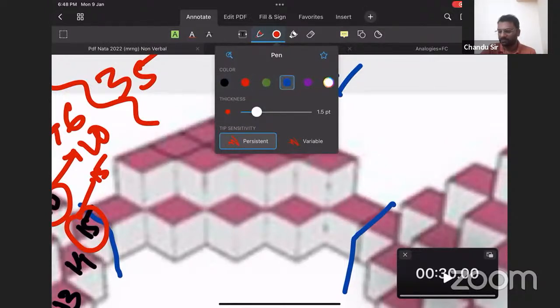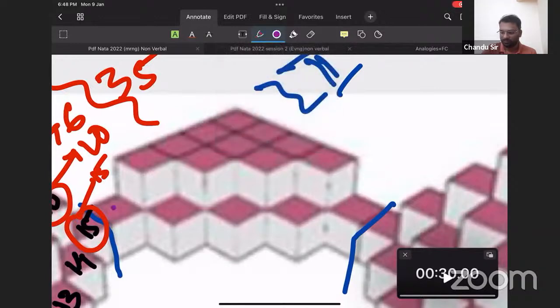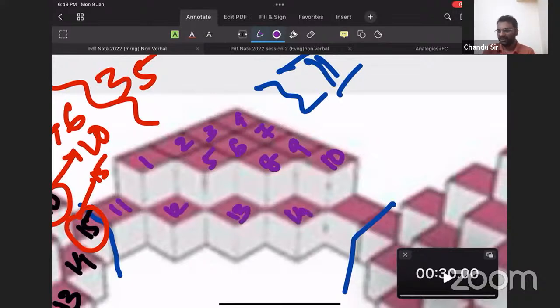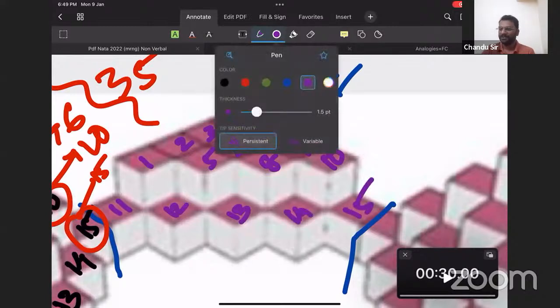So I'm going to put the numbers. Actually, we have to finish it by layer, so I need to finish it from the first layer. 1, 2, 3, 4, 5, 6, 7, 8, 9, 10. So 10 cubes are already there in the number 1. Okay. Apart from these 10, a few are at the base layer. So we can start from 11, 12, 13, 14, 15.